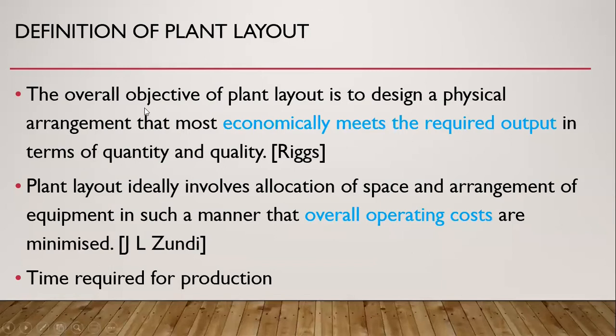So, the overall objective of plant layout or facility layout is to design a physical arrangement that most economically meets the required output in terms of quantity and quality. There is another definition which says that plant layout ideally involves allocation of space and arrangement of equipment in such a manner that overall operating costs are minimized. So these two are based on cost. Then there is a third dimension known as time, and the objective of plant layout is also to reduce the time of service or product manufacturing.